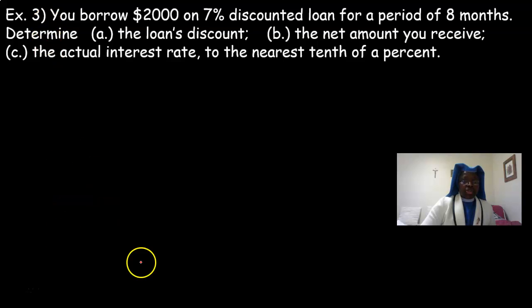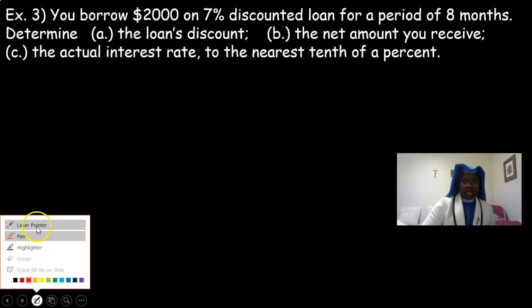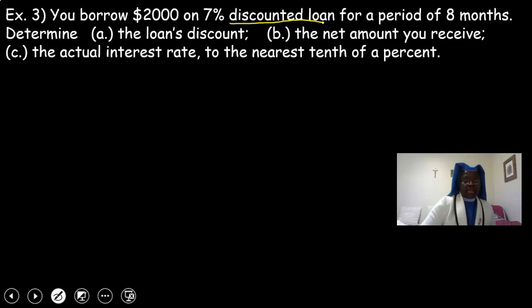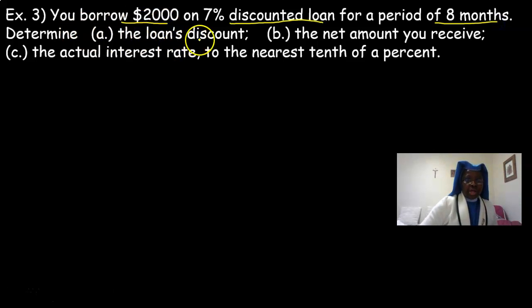Okay. So now, let's do a problem. You borrow 2,000, and then it is discounted 7%. Since it is discounted, it doesn't mean that 7% is the interest. So the interest rate is actually different, which we'll find later. So for the period of 8 months. So this is the money you borrowed. That's the loan. So find the loan's discount.